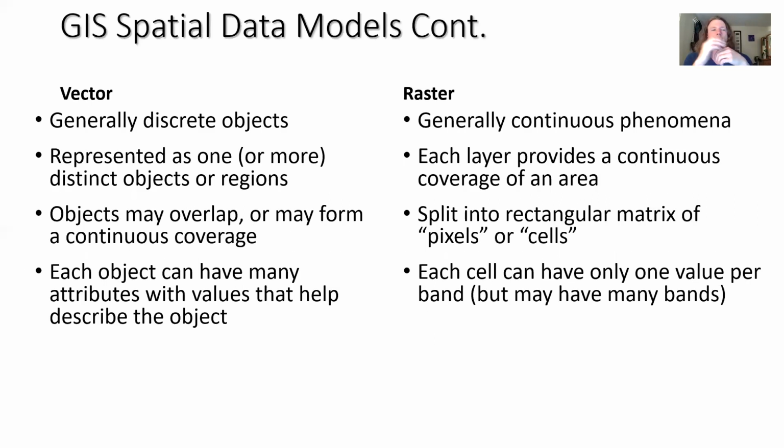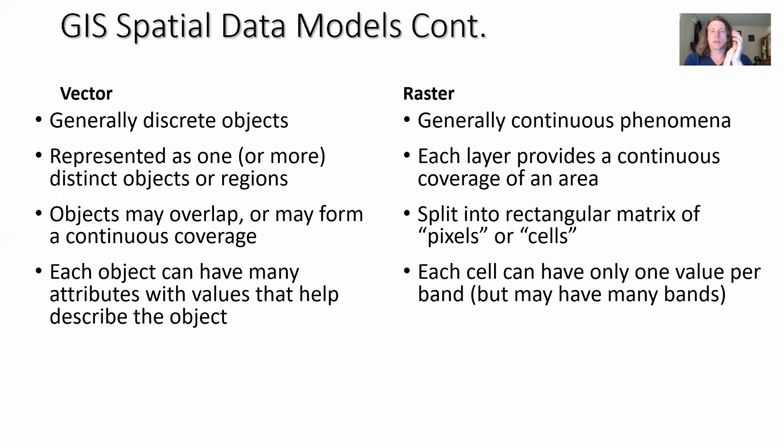And again, just to recap, generally speaking, vectors are better for discrete objects, usually represented as one or more distinct objects or regions. Objects can overlap or they can form a continuous coverage, and each object can have many attributes associated with it. Raster data is generally better for continuous phenomena, though it can be used to represent discrete things in some ways. And each layer provides a continuous coverage. So vector can be continuous or discontinuous.